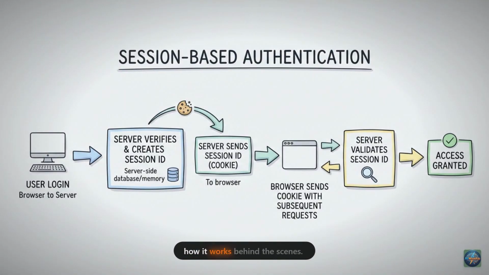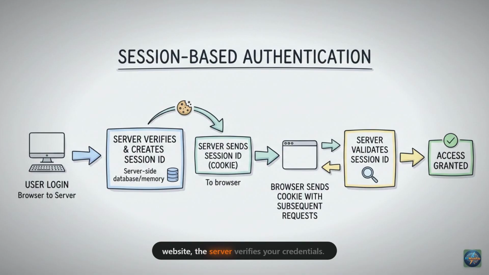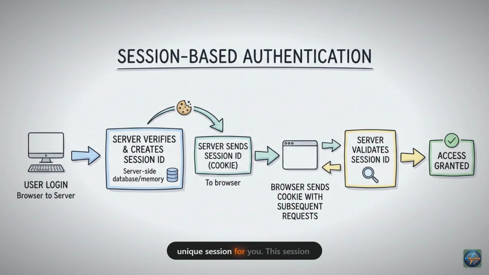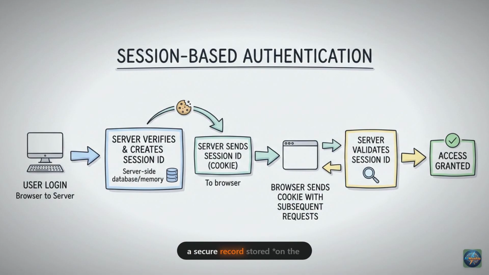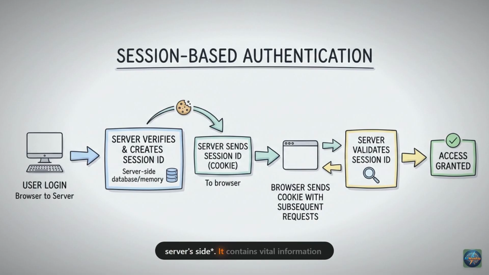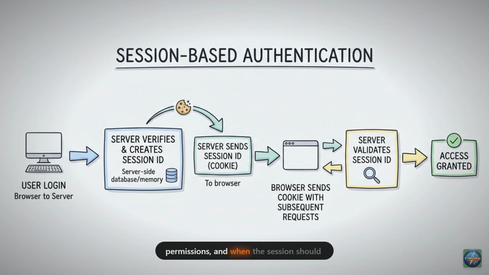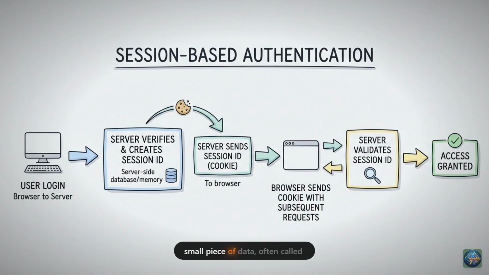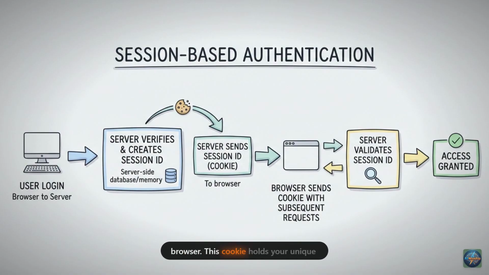Here's how it works behind the scenes. When you log into a website, the server verifies your credentials. Once confirmed, it creates a unique session for you. This session isn't just a number. It's a secure record stored on the server's side. It contains vital information like your user ID, your permissions, and when the session should expire. The server then sends a small piece of data, often called a cookie, back to your browser. This cookie holds your unique session ID.